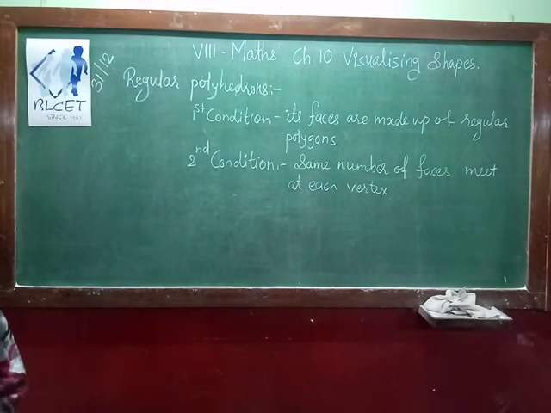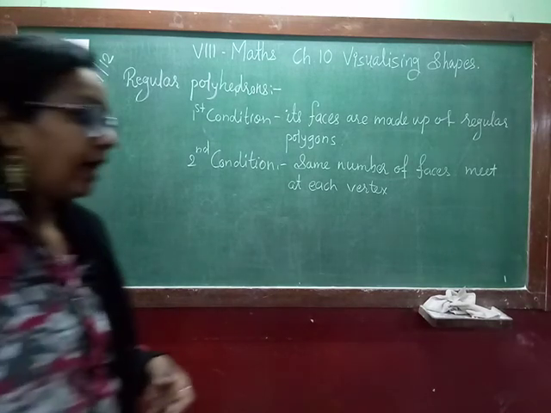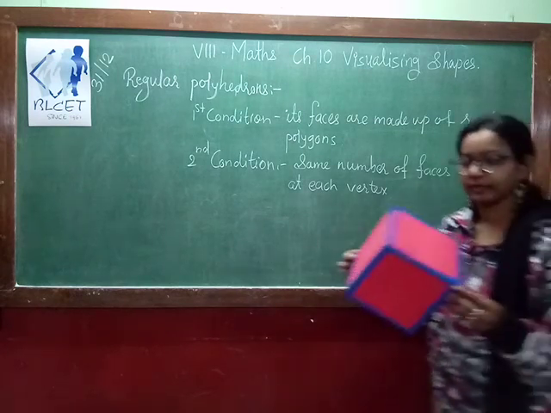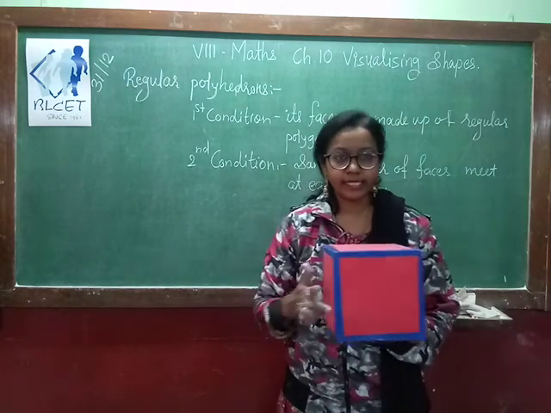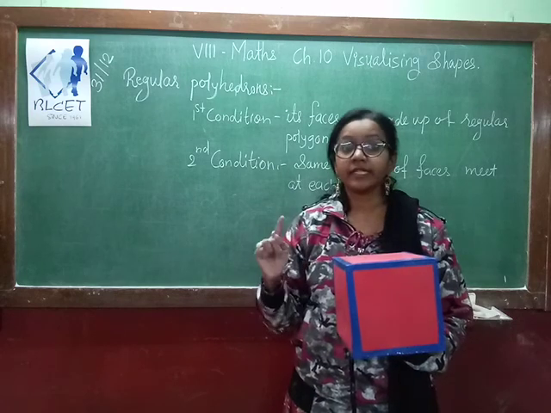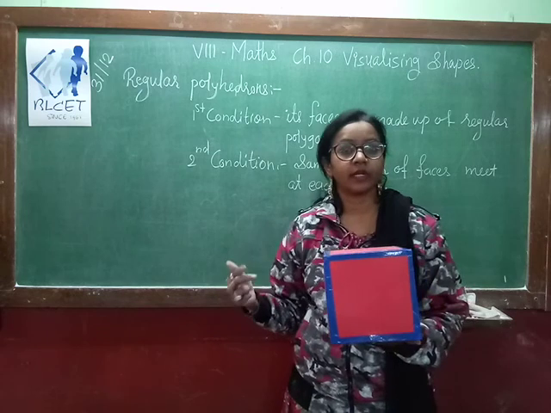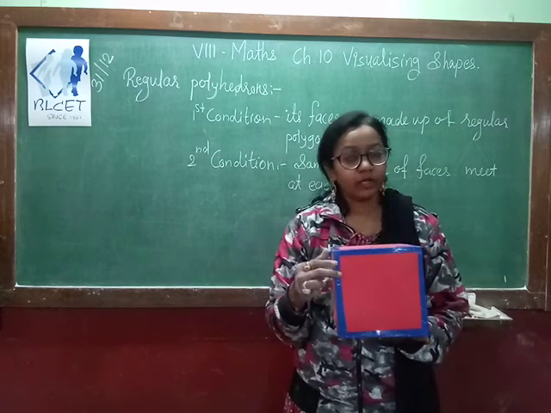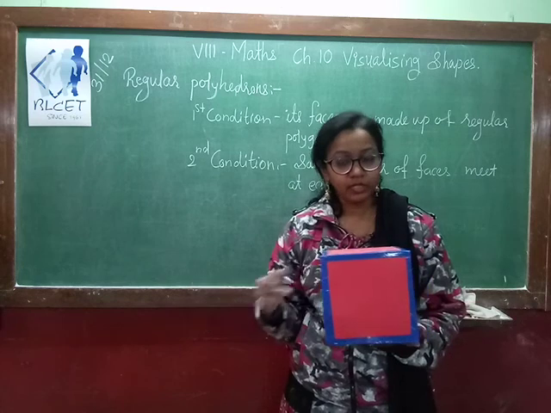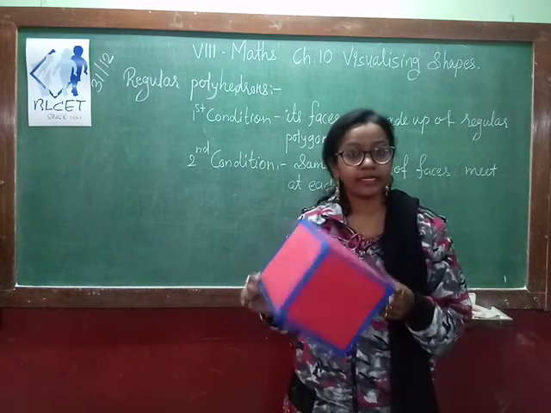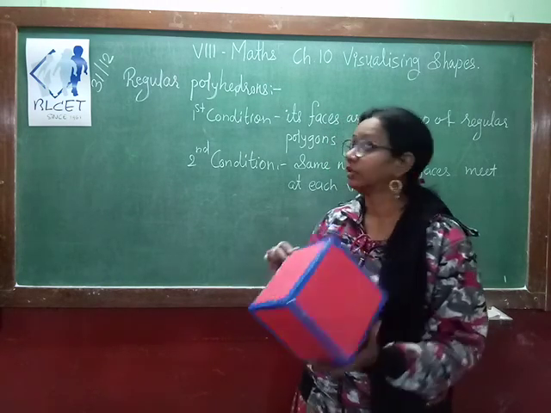So if you observe the square, all sides are equal and all angles are equal, that is a square. And whenever you make a cube, this is your cube, all the faces are the same, all the faces are regular, because it is made up of squares, and we have seen that a square is a regular diagram of 2 dimensions. So this is made up of squares, that's why we can say that this is a regular polyhedron.